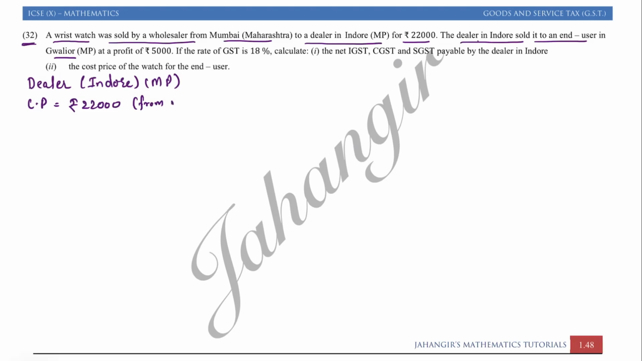Bought from Mumbai and sold at a profit of 5,000, that is 27,000, and he is selling in MP, Gwalior. MP. This is Maharashtra.